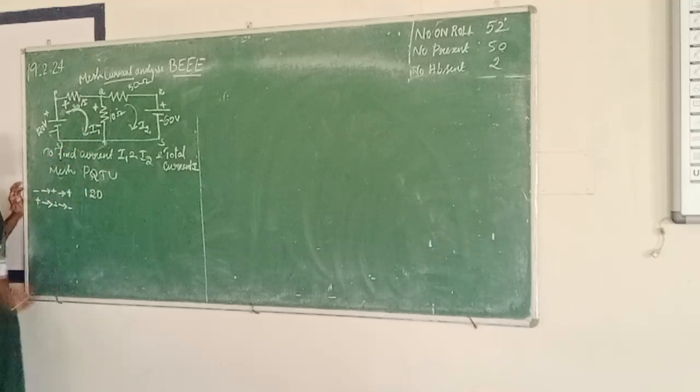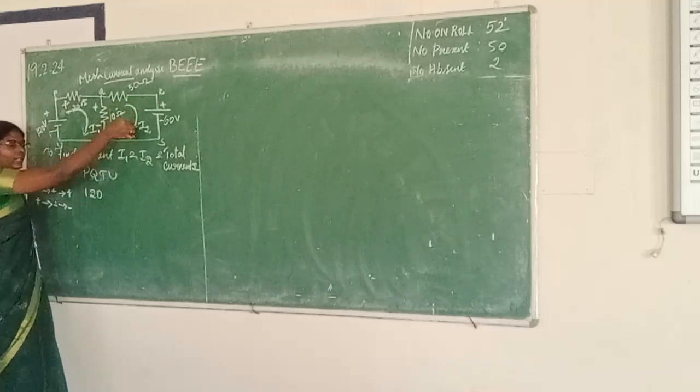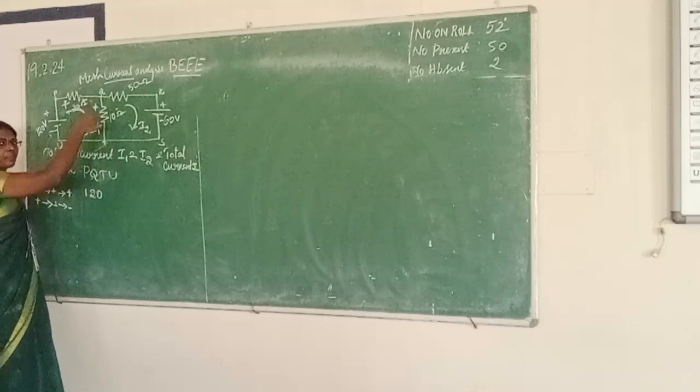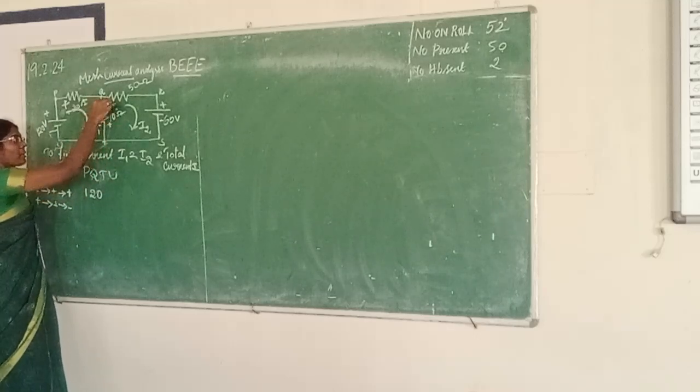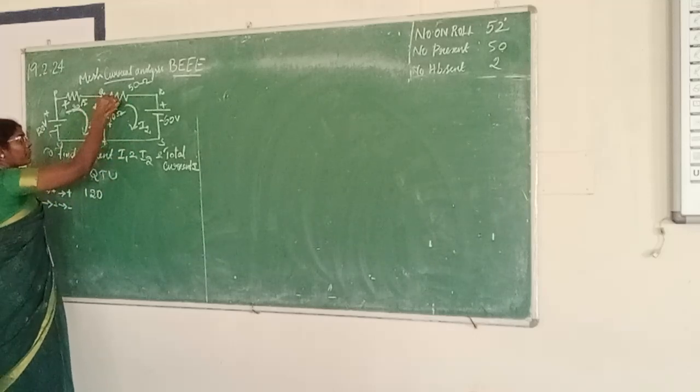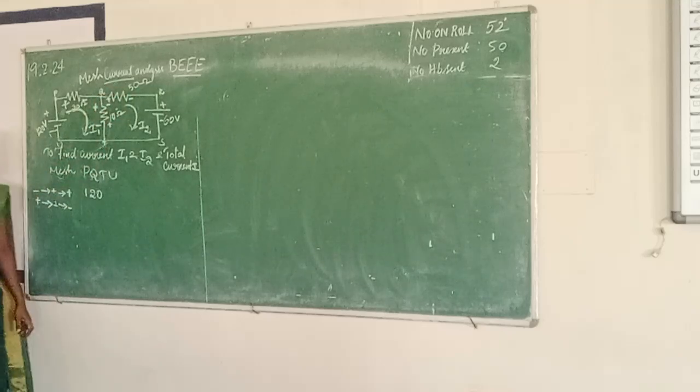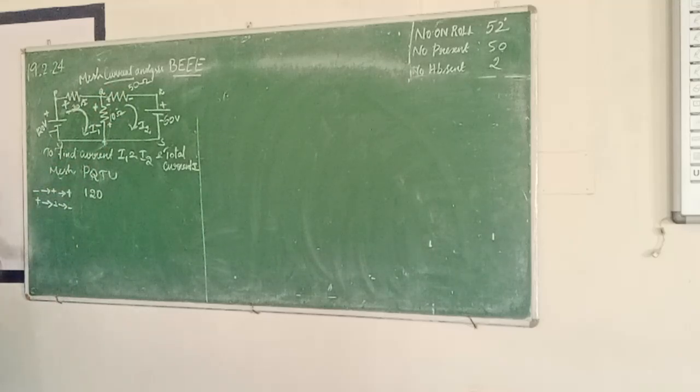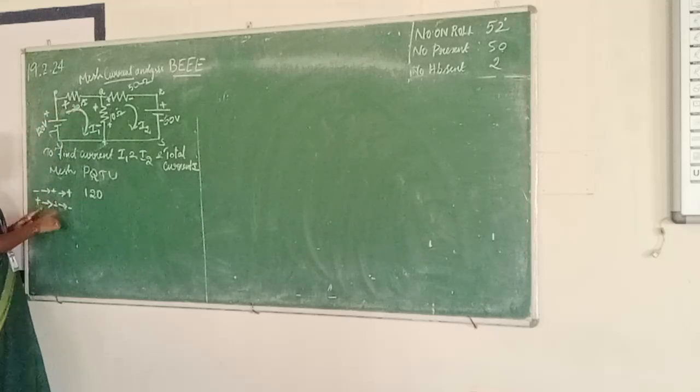Okay, and here what kind of flow is it? So how will we be marking it? Plus minus. Clear? Next, what we have to write is the equation for this first loop. That is 120. Next, what should we do? Plus minus, the same formula.